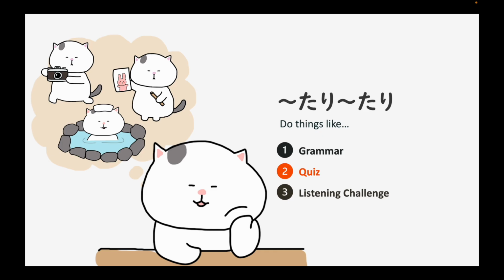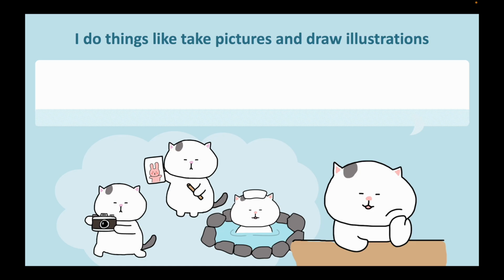Let's try some quizzes. Here's a list of things Shiro does on weekends, and Shiro wants to say, I do things like take pictures and draw illustrations. For the example activity, what form should the verb take? The verb should be in the ta form. What is the ta form of take pictures?